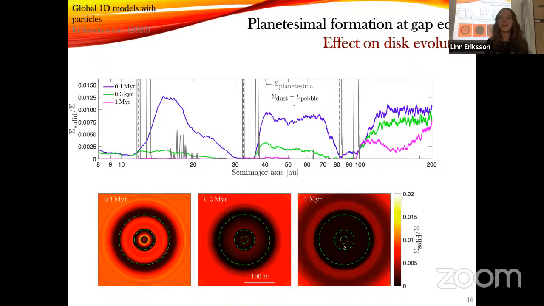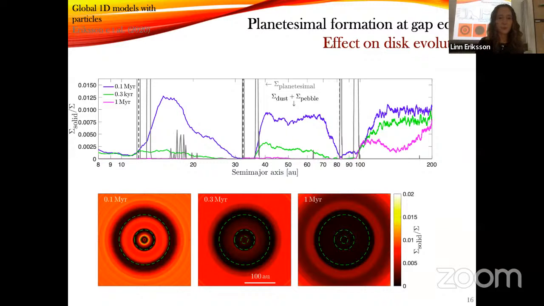In case there are any observers here, I should point out, these are not synthetic observations. There's always someone to ask that. It's just the solid to gas surface density ratio. So you can use this to get a feeling for how the disk looks, but you cannot actually compare it to the observations, because then you need to also care about opacities, resolution of ALMA and stuff like that.